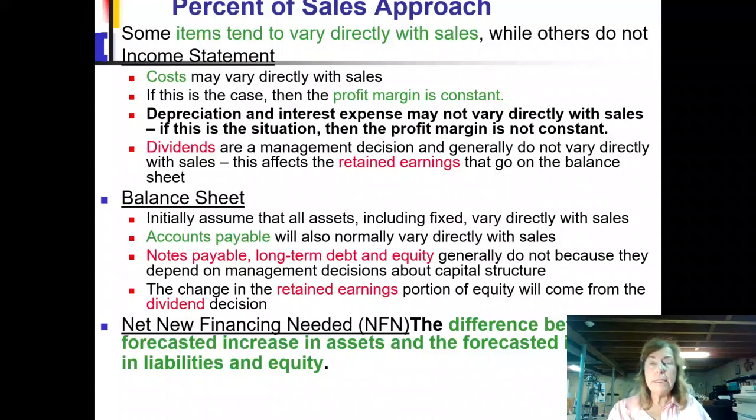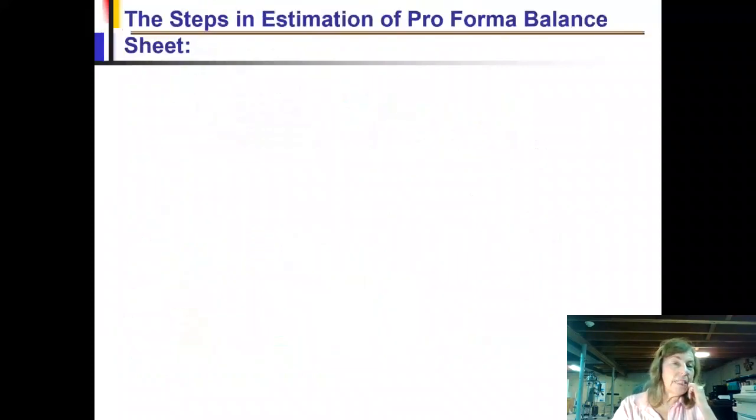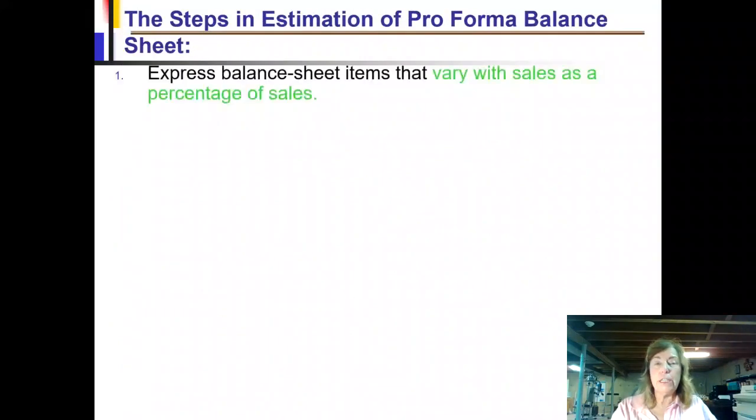But what I'm most interested in is the net new financing needed, the difference between the forecasted increase in assets and the forecasted increase in liabilities and equity. And typically on an exam, I will give you a problem where you need to calculate the net new financing needed, along with the forecasted sales and the change in retained earnings. So let's look at the steps in the estimation of our pro forma balance sheet.